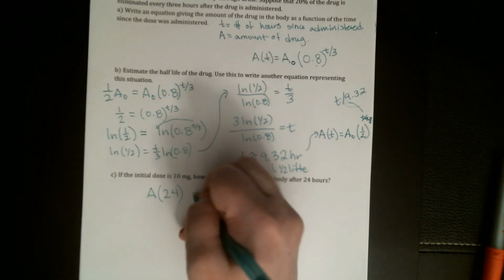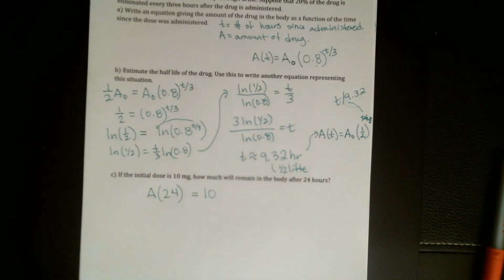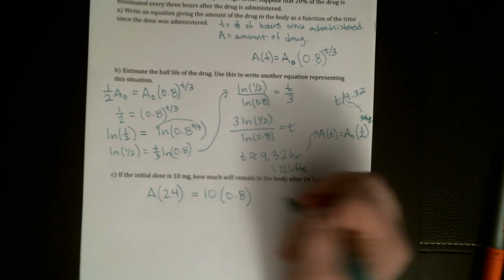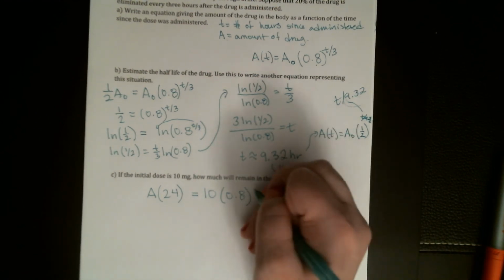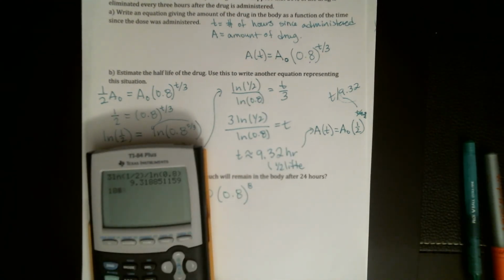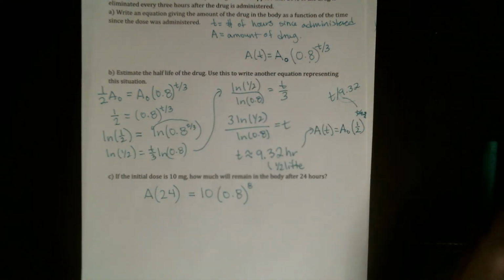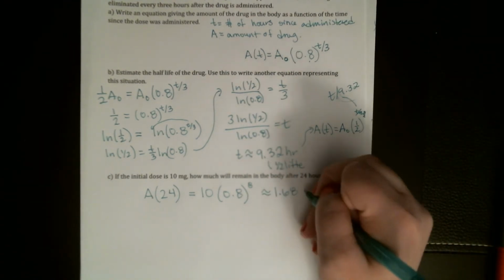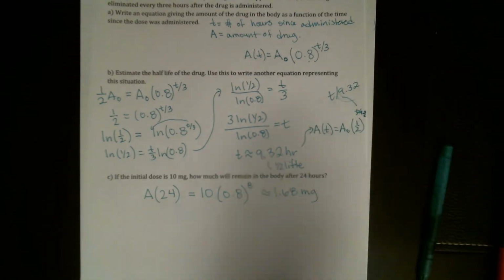Okay, so using the first equation, I'm starting with 10 milligrams, multiplying by 0.8 to the T over 3. 24 over 3 is 8. So 10 times 0.8 to the 8, 1.68-ish. And if we started with milligrams, we should be ending up with milligrams. All right, thanks for watching.